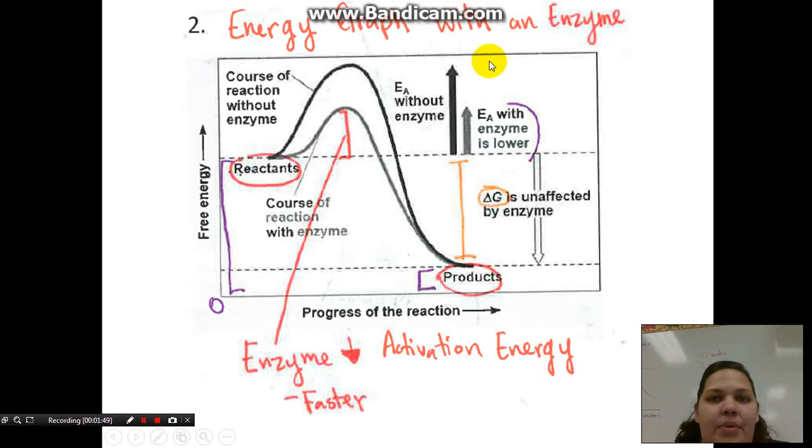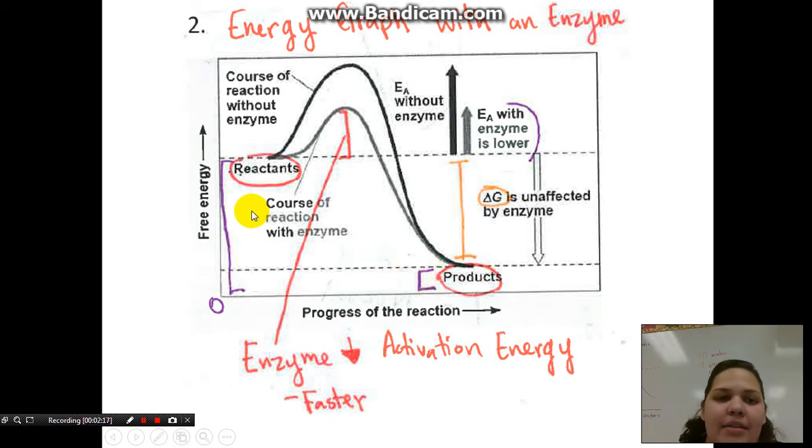Our next diagram that we have is an energy graph with an enzyme. So first we're going to take a look at our axes. This axis represents free energy, while this one represents the progress of the reaction. This area right here that is purple represents the free energy in reactants. If we follow this black line, which is the original one, it goes all the way down to products. This area right here represents the energy for products.